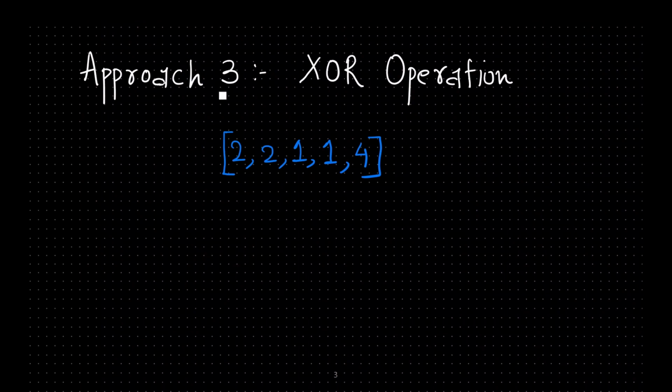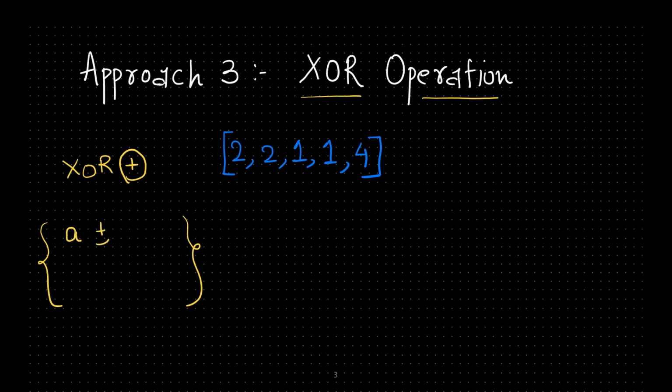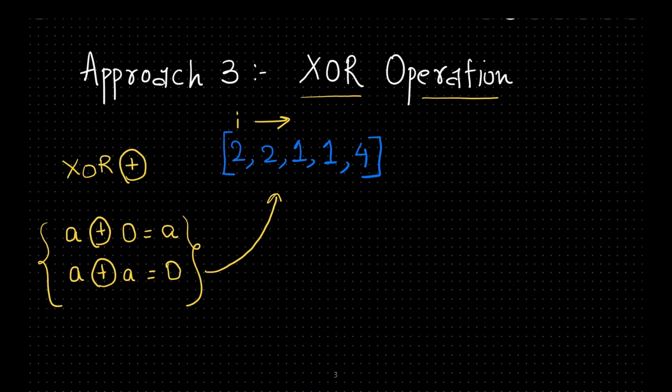In our third and final approach, we will be using a mathematical XOR operation to find the single number. Let's first understand what a XOR operation is. We have to understand 2 simple rules. Any number a XOR with 0 gives back the number, and any number a XOR with itself gives us 0. Now applying a for loop with pointer i to traverse the array and this XOR operation on our input array, we will get a mathematical equation that looks something like this.